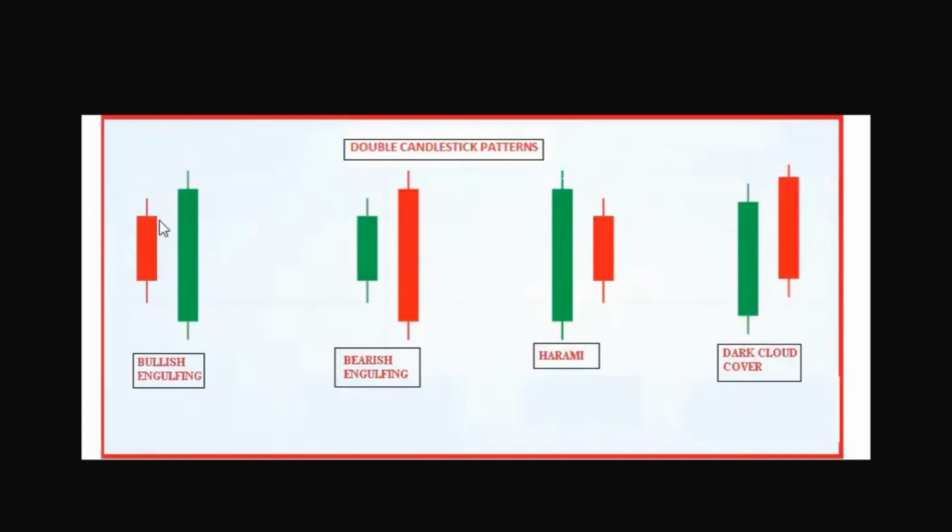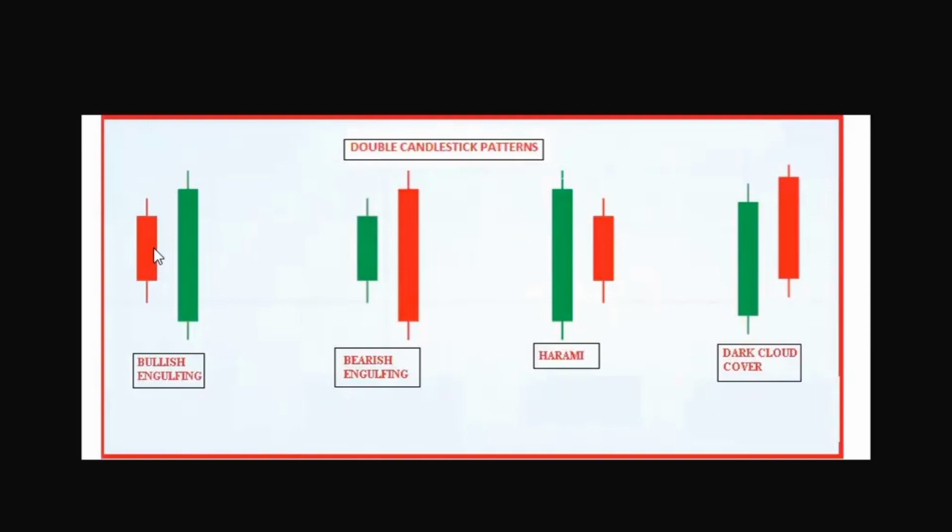Now this is where the patterns come in, where one or more than one candlestick come together to form a kind of pattern. Again, there are names and all, but you do not need to remember those names as far as you understand the context of what is going on. So this is a bullish engulfing, bearish engulfing, harami, and dark cloud cover. Now this harami thing is a Japanese name, so don't take the Hindi interpretation of that thing. But bullish engulfing, let's ignore the names again. I do not want to confuse you with the names.